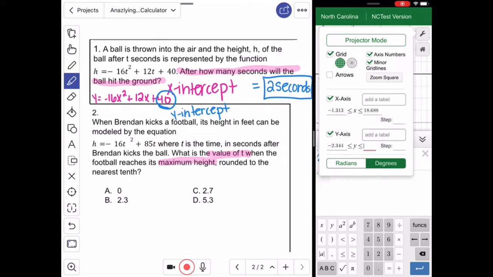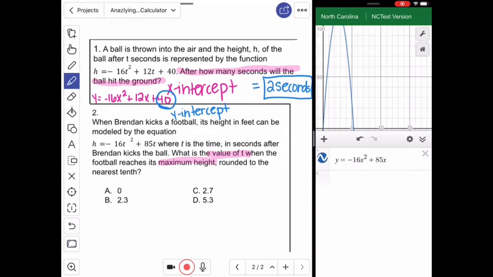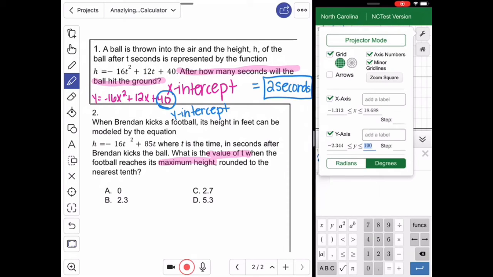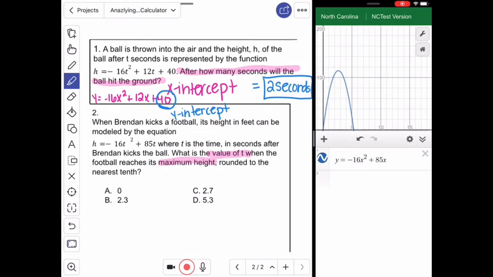So you may just have to do some guessing and checking by changing your y-axis. Normally what I'll do is start at 100 and just see where it falls. And 100 wasn't quite enough, so I will change it again. Let's do 200. And 200 worked well. And then if you really notice that you're not making any significant change, then you might want to change it by some thousands.